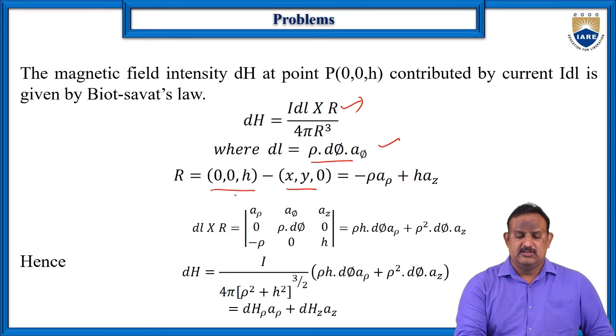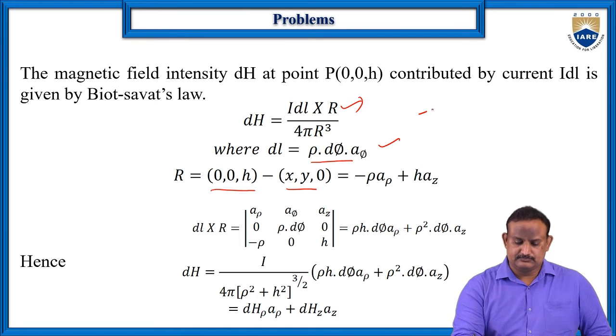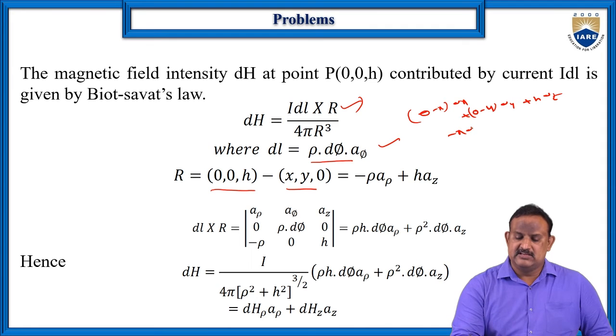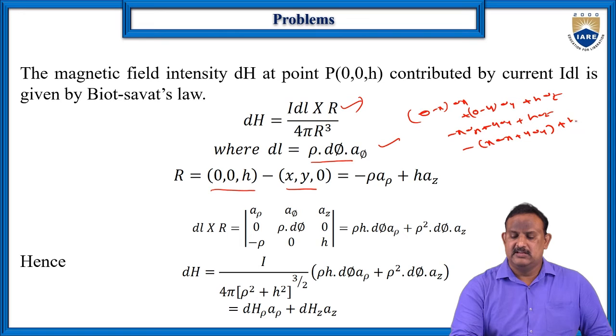So it is (0, 0, h) minus (x, y, 0). If you find the distance between these two, it is (0 minus x) ax plus (0 minus y) ay plus h az. So minus x ax minus y ay plus h az. So minus of (x ax plus y ay) plus h az.